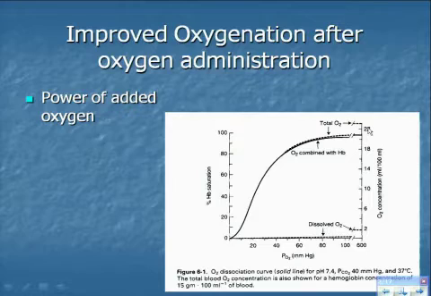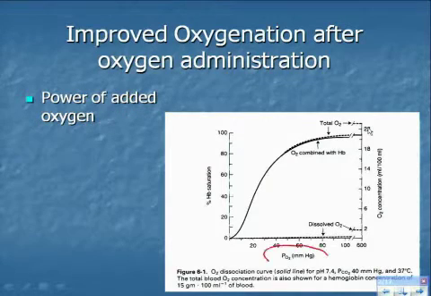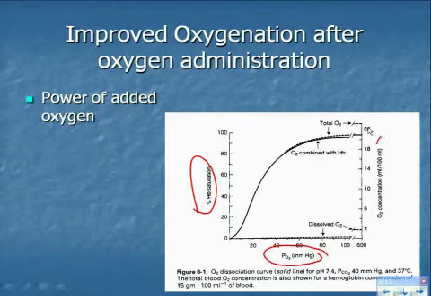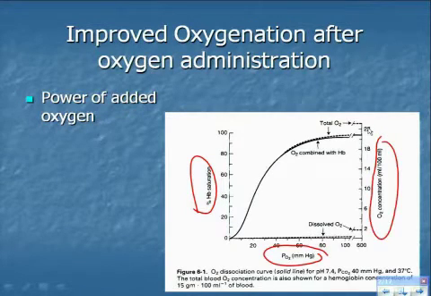And there's three axes that you have to pay attention to. The axis at the bottom is the PaO2 axis, which is how much oxygen is dissolved in the plasma. The saturation is how much oxygen is bound to the hemoglobin. And then the concentration is the CaO2, which is, of course, the hemoglobin times the saturation.